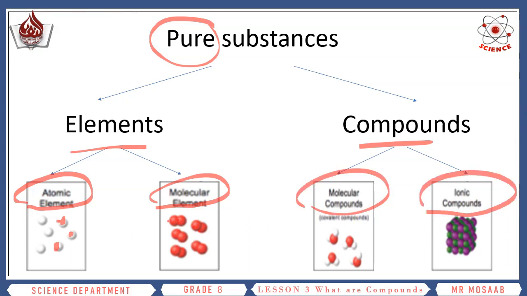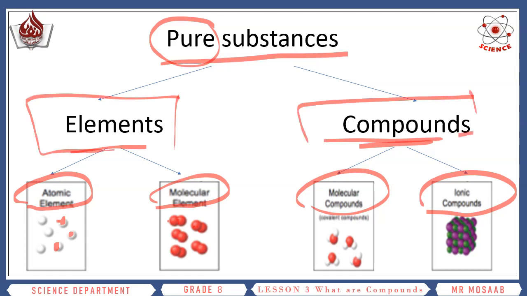Any pure substance may exist as an element or a compound. An element can be in atomic form or molecular form. In an atomic element, it will be just one atom alone. In a molecular element, two or more atoms are combined together, but from the same type of element. That's why we call it an element. A compound may exist as a molecular compound or an ionic compound.